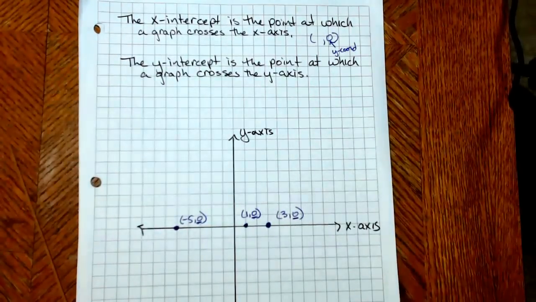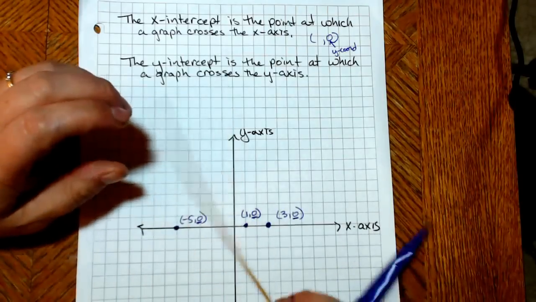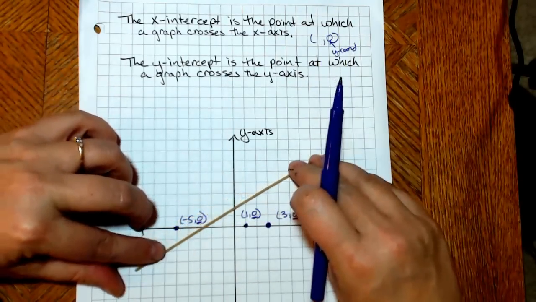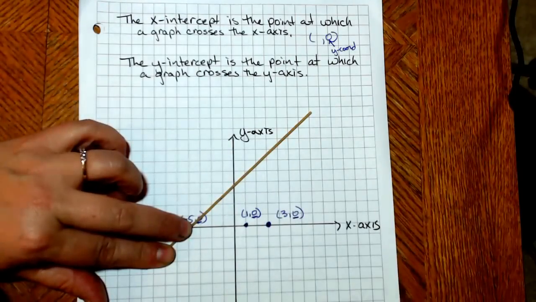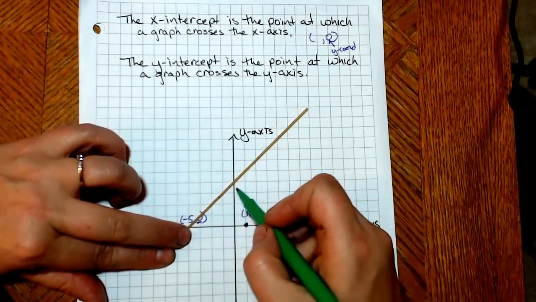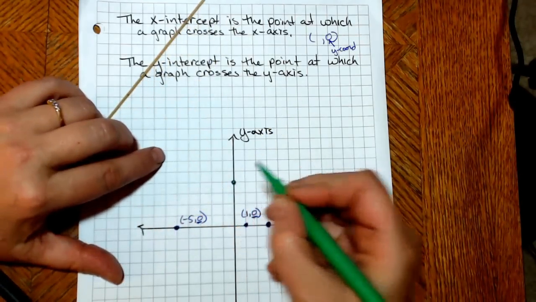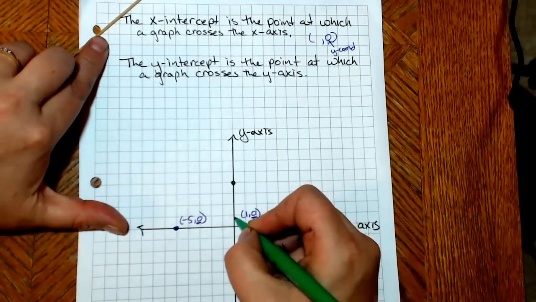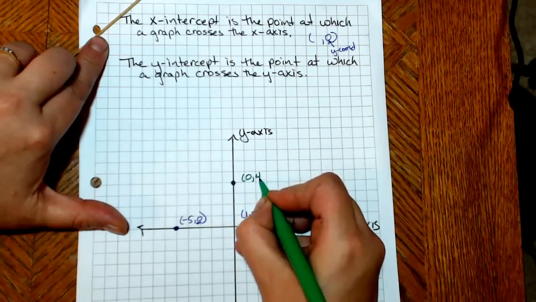Now let's look at the y-intercept. The y-intercept is the point at which the graph crosses the y-axis. So again, if I take my piece of spaghetti and I create a line of some sort, if I look at this line and I say, where would I cross the y-axis? Where is that? And I put a point there. That point would be the y-intercept. In this case, it is (0, 4).